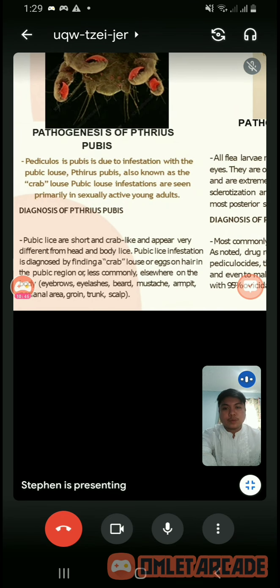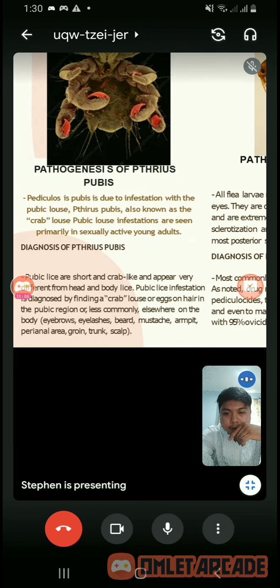Diagnosis of Pthirus pubis. Pubic lice are short and crab-like and appear very different from head and body lice. Pubic lice infestation is diagnosed by finding crab louse or eggs on hair on the pubic region or less commonly elsewhere: eyebrows, eyelashes, beard, mustache, armpit, perineal area, groin, trunk, scalp. So, hindi lang basta-basta ito tumutubo o nag-infect sa mga ating private parts. So, kahit saang parte ng katawan basta may buhok.